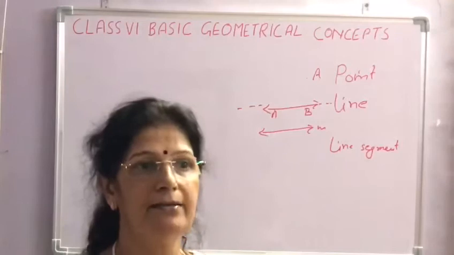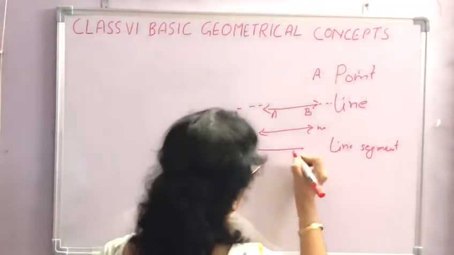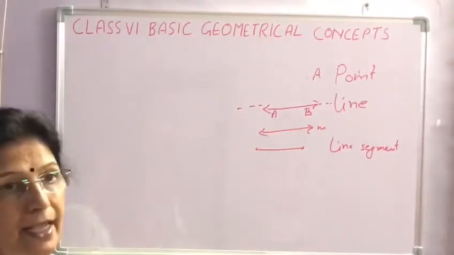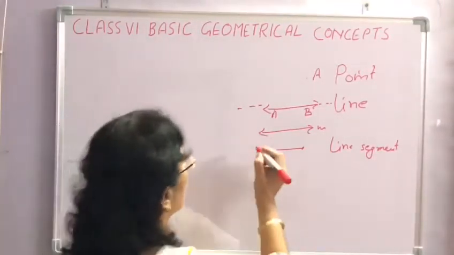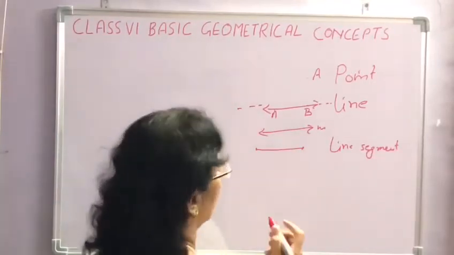Number 3, line segment. Line segment has two endpoints. It is a part of a line. As a line is unlimited, but a line segment has some fixed length. It has two endpoints.